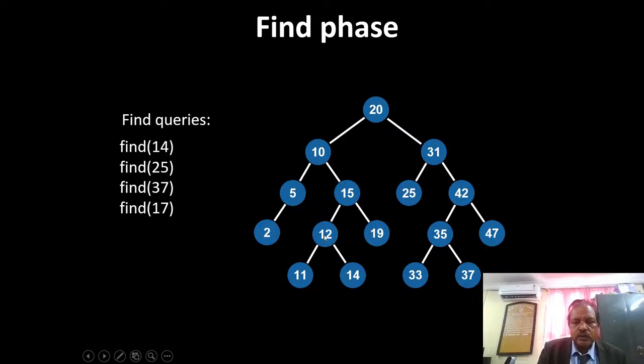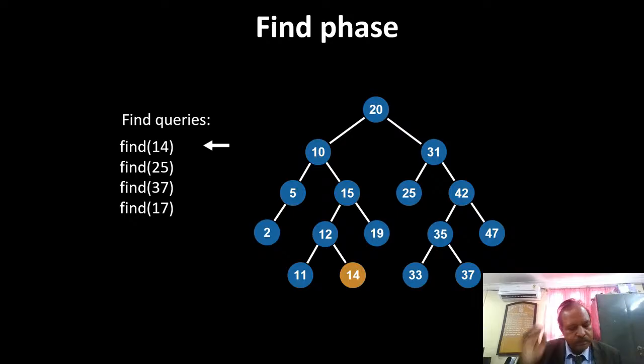Left of 15, it will come to 12. So 14 is greater than 12, so it should come here. So 14 is there. So we found that one. Okay, you see the process. First, I have to find 14. I started with the root node, that is 20. It should be less than 20, come here. It should be greater than 10, come here. It should be less than 15, come here. It is greater than 12. Clear? You found that one.